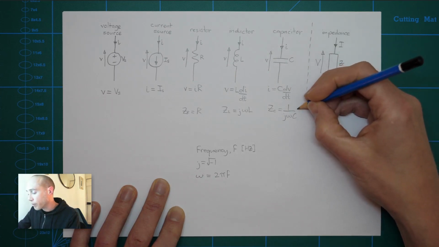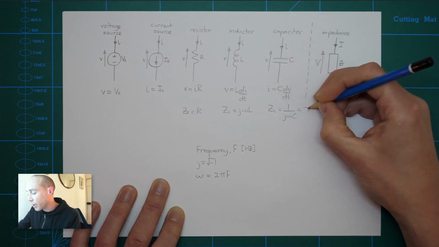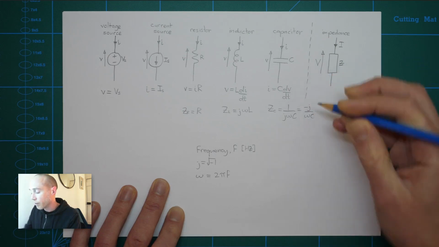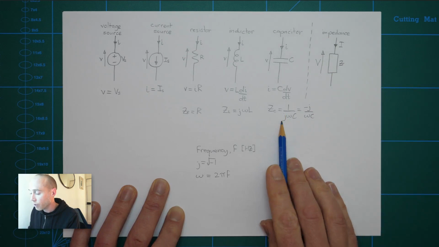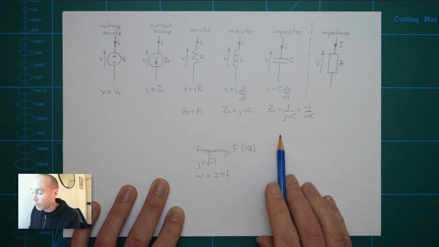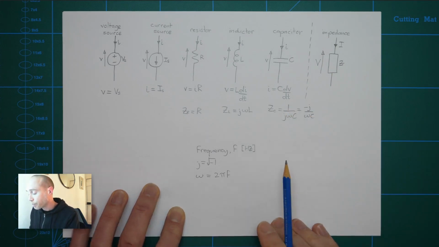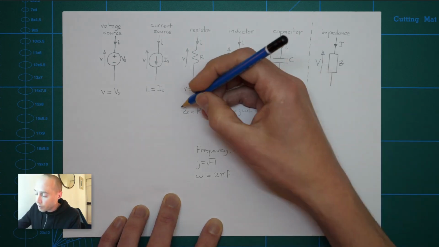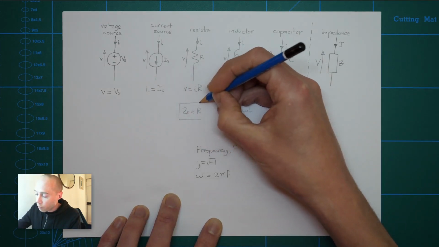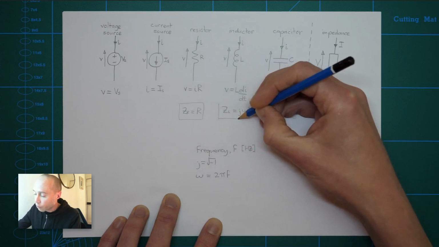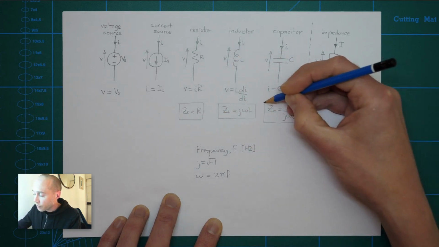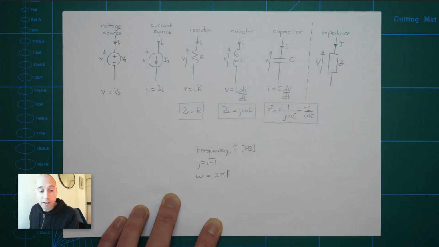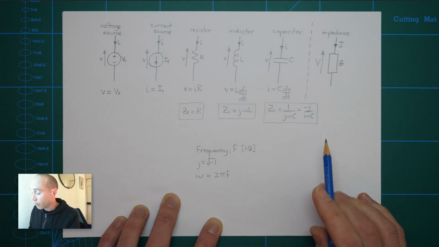Now you can also write this as -J over omega C. It's the exact same thing, just rewritten a different way. It's like multiplying this fraction here by -J over -J, and this is what you end up with. So these are important when we're analysing AC circuits. We need to know how to represent each element in our circuit as an impedance, and I'm going to make use of these when we're calculating the Thevenin circuits in the examples in a minute.